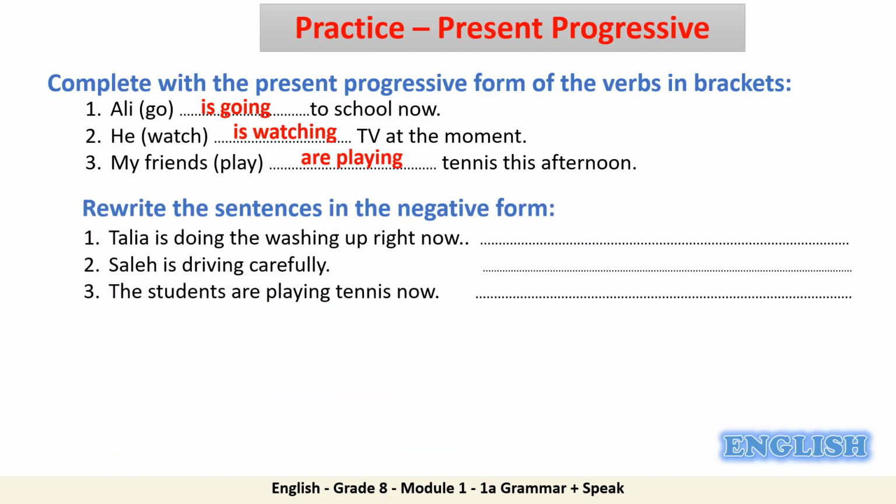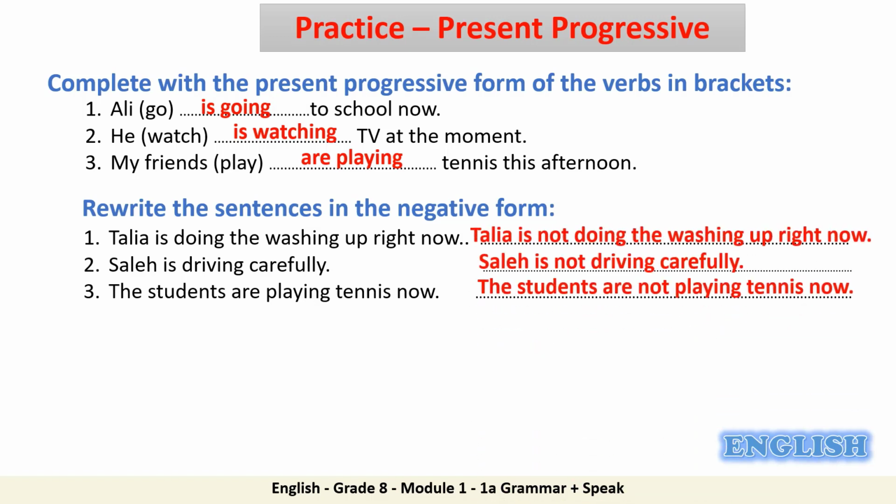Next task, rewrite the sentences in the negative form. Use not. Wonderful. Talia is doing the washing up right now. Think of the negative and get back to me. Pause the video first, please. Alright, Talia is doing the washing up right now. Negative is Talia is not doing. Saleh is driving. Saleh is not driving. The students are playing. The students are not playing.